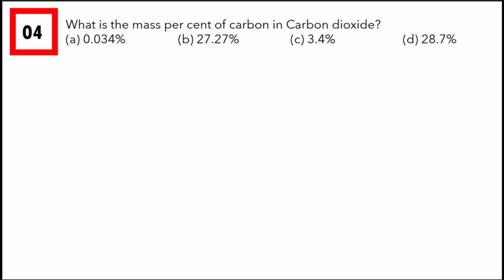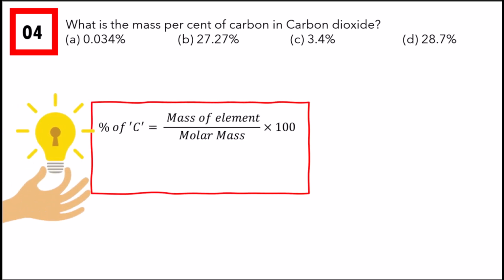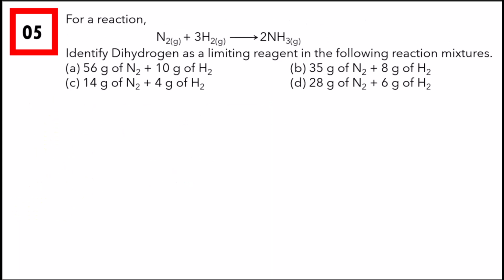In this question, we have to find the percentage of carbon in carbon dioxide. As we are aware, the formula of carbon dioxide is CO2. Based on the formula, the percentage of carbon is equal to 12 divided by 44 into 100, since the molar mass of CO2 is 44. The final answer is 27.27 percent. That is option B.